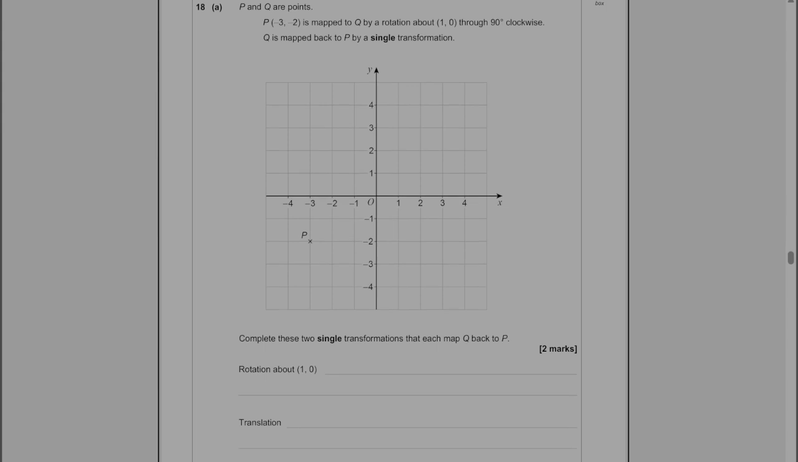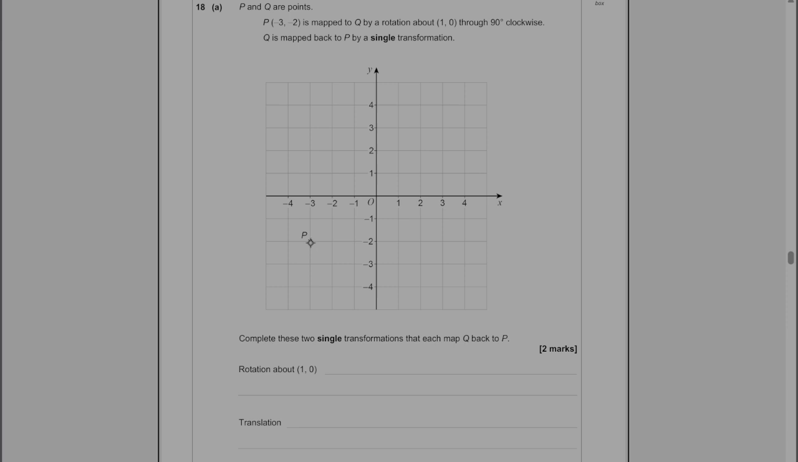Okay, question 18. P and Q are points. P is at minus 3, minus 2. Point P, which is minus 2, minus 3, is mapped to Q by a rotation about 1, 0 through 90 degrees clockwise. Q is then mapped back to P by a single transformation. Complete these two single transformations that each map Q back to P. Okay, got you.